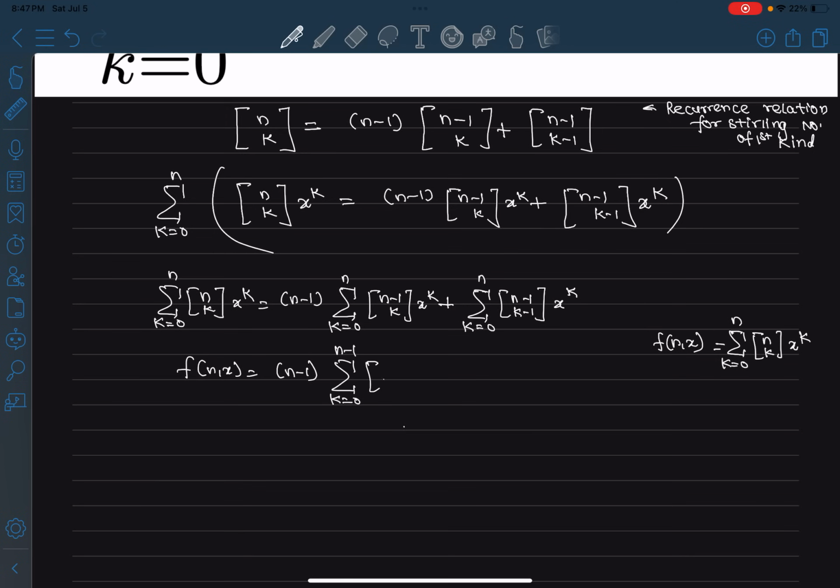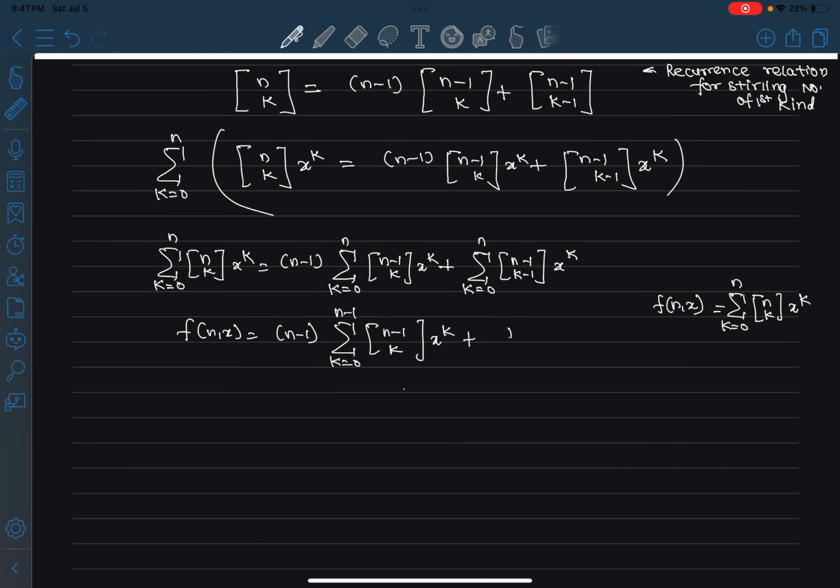And then [n minus 1, k]. But here also when k is 0, this is [n minus 1, minus 1], and that's also defined to be 0. The definition is the number of permutations that you can make, but it's not possible to make a permutation with minus 1 elements, so that's defined to be 0. So you can let this go from k equals 1, because at 1 this is [n minus 1, 0], which is defined, and then [n minus 1, k minus 1] x to the power k.